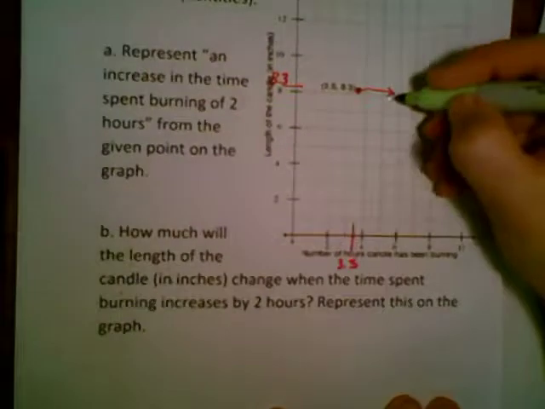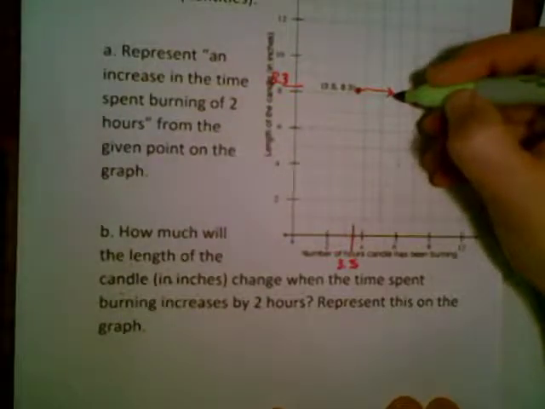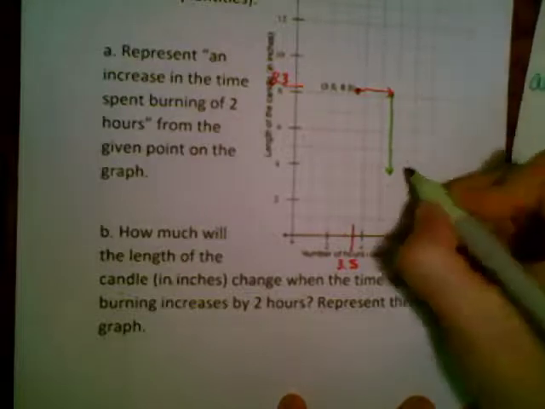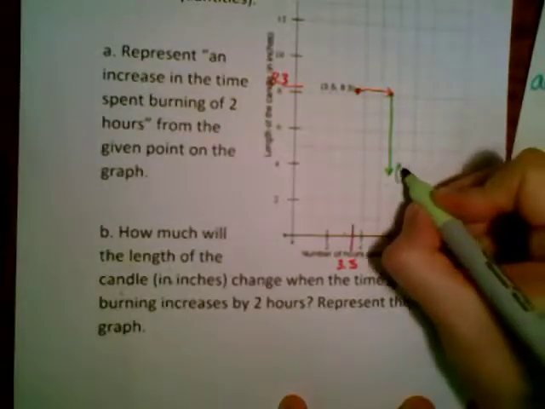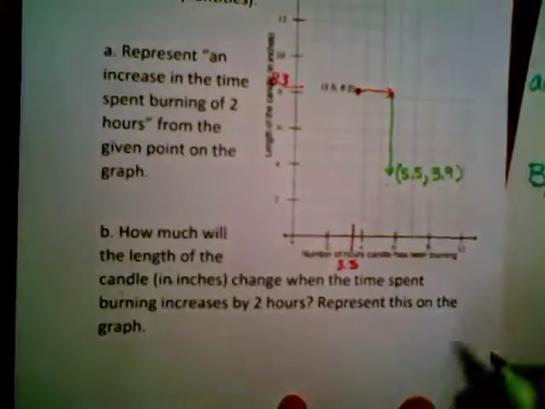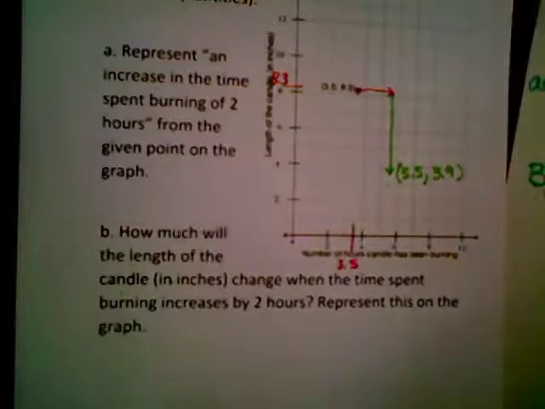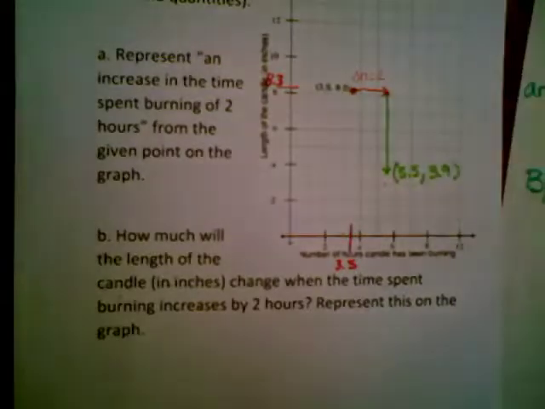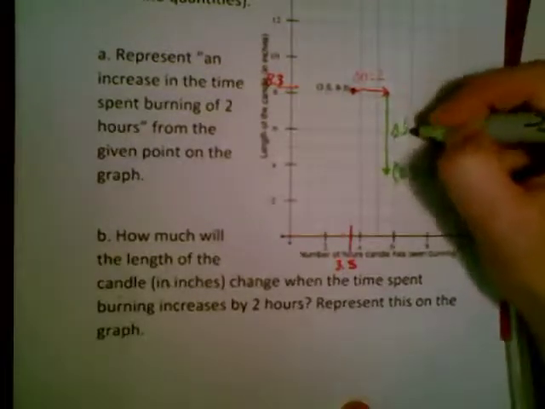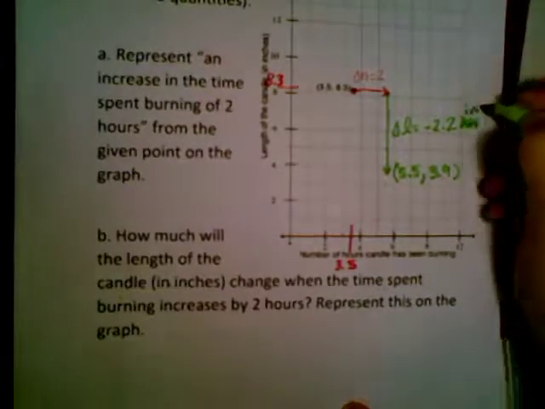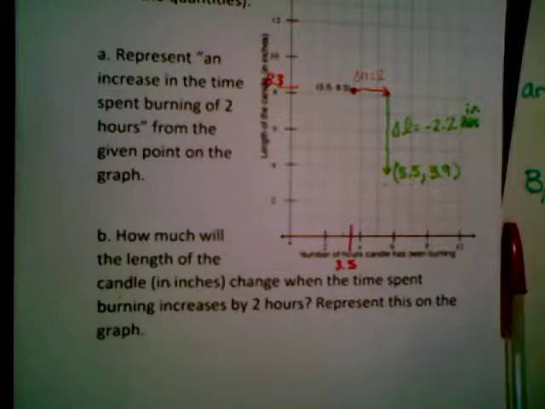So on the graph, we want to represent a decrease in the candle height of 4.4 inches. The tip of the arrow will end up on 3.9. So the new data point is 5.5 hours, 3.9 inches. But the length of the green segment is negative 4.4. Change in N was the length of the red segment. Change in L is the directed length, in inches, of the vertical segment.